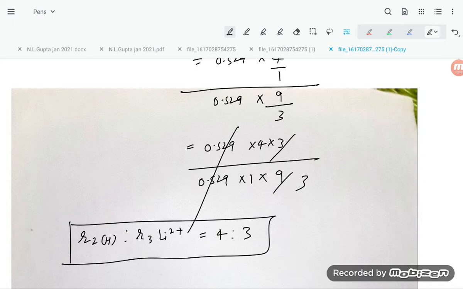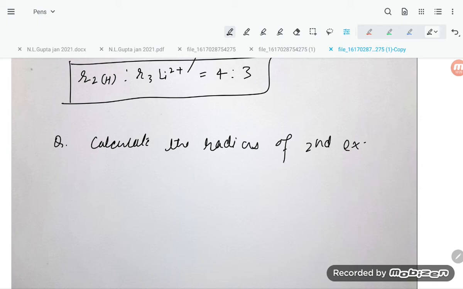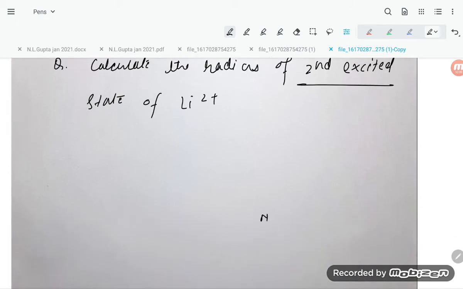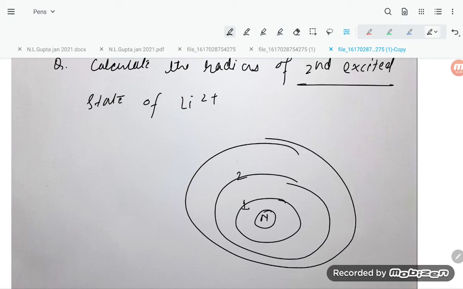Let us try to solve one more problem on the basis of the radius. What is the question? Calculate the radius of the second excited state of Li2 plus. Second excited state means what? Firstly, this is the nucleus, this is the first orbit, then here is the second orbit, and this is the third orbit.